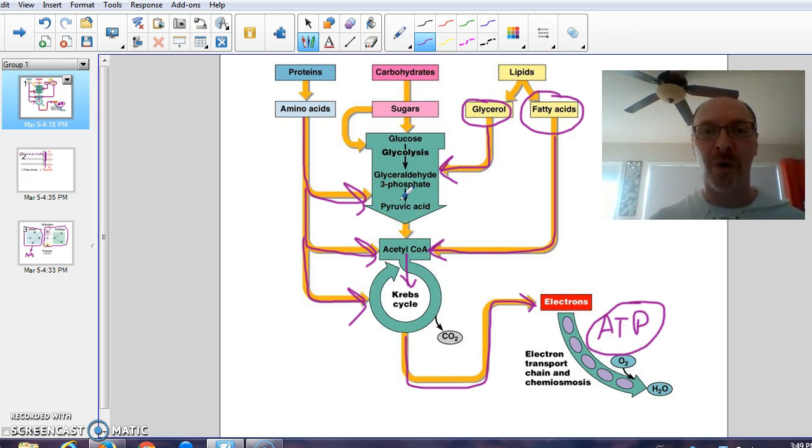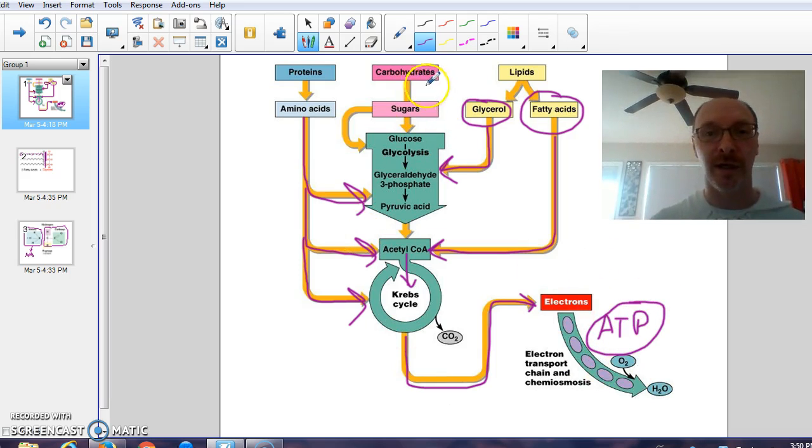Now, we know of one other macromolecule, nucleic acids. The nucleic acids aren't listed or drawn on this particular figure, but they are used as a source of energy as well. And just like we saw with proteins and lipids, a nucleic acid can go through some further processing and be inputted into a different point of cellular respiration and ultimately be used for ATP production as well.